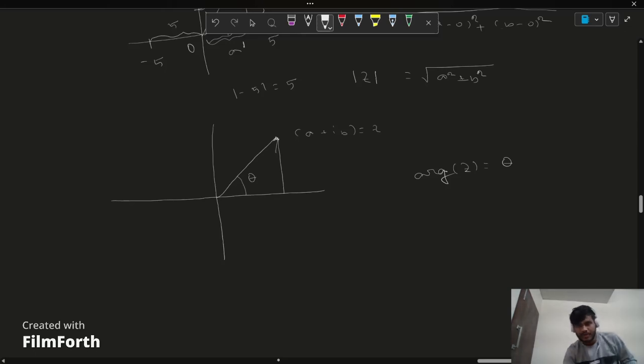Now if I am taking a plus ib as a point in the first quadrant, then by using trigonometry we can easily get the angle theta, because we know the base is of length a, the height is of length b. Then what is theta? We know tan theta equals height by base, that implies theta equals tan inverse b by a.